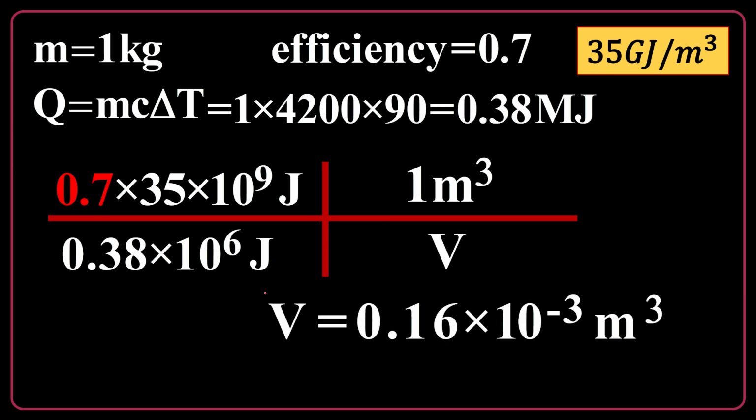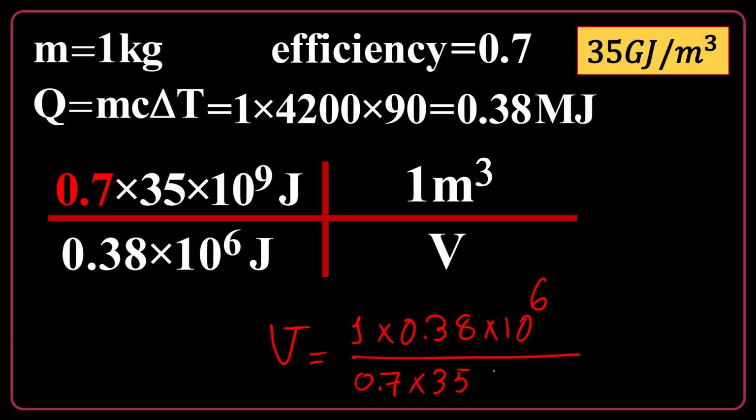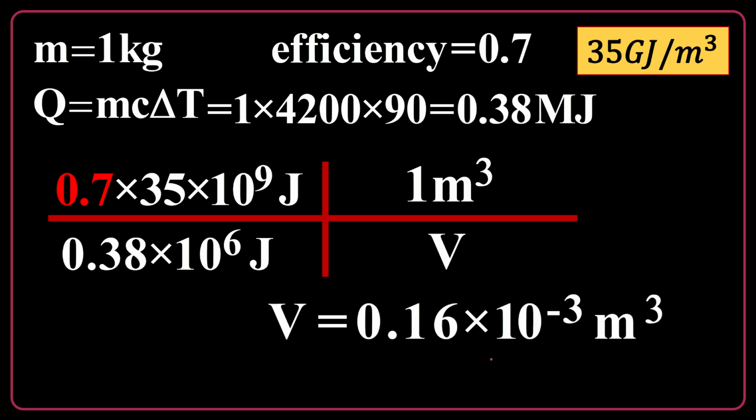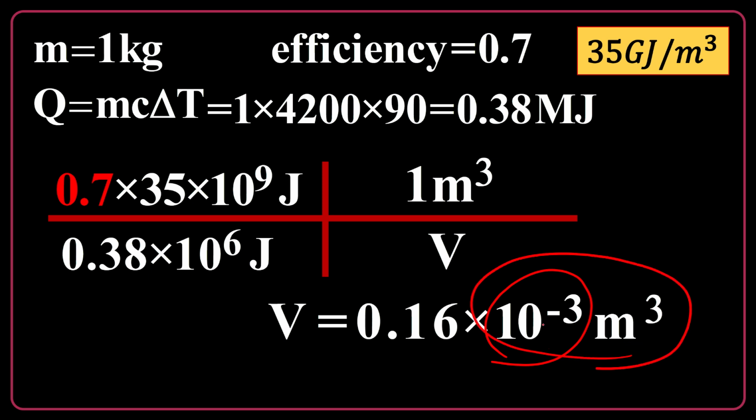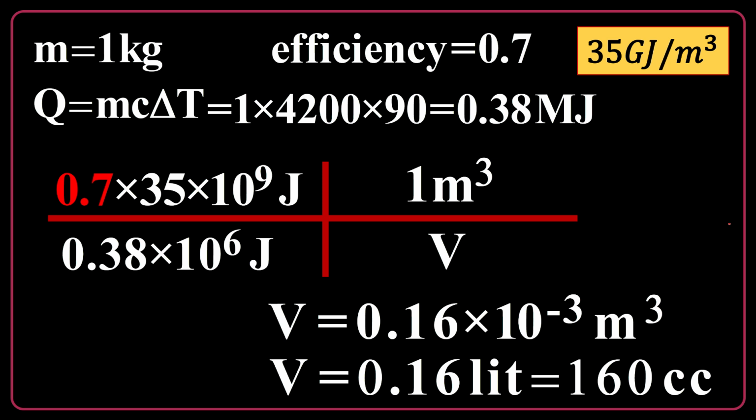So it's very easy, you can solve this proportionality. Volume is gonna be, let me write it for you, 1 times 0.38 10 to 6 divided by 0.735 10 to 9. And the answer is gonna be 0.16 10 to negative 3. And if you remove this 10 to negative 3 cubic meter, you can substitute that for 1 liter. So it's gonna be 0.16 liters or 160 cubic centimeter. This is the volume of the fuel needed for this process.